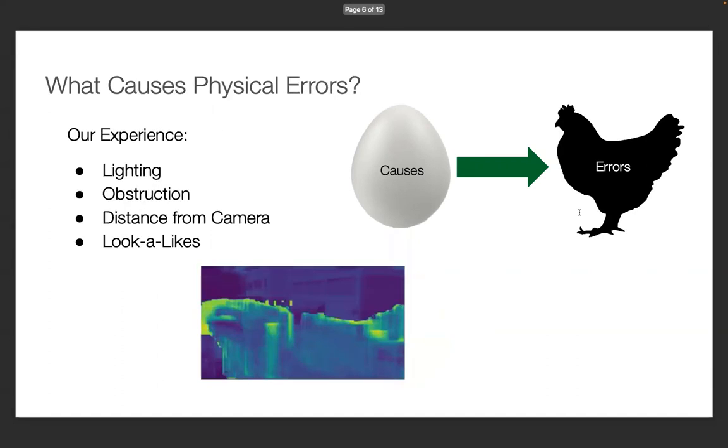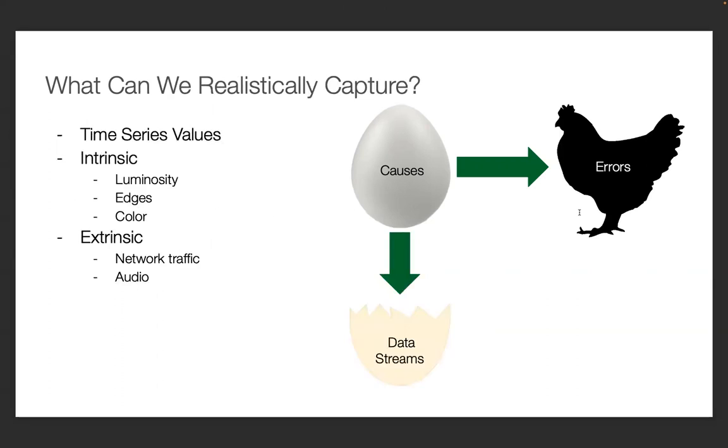This categorization is somewhat different from what these previous systems offer, because what we can realistically capture is not actually these complex concepts that exist in the physical world, but proxy indicator data streams, such as intrinsic time series about the video features, such as luminosity, the edges in particular areas of the video, and the dominant color in the video, as well as extrinsic features such as network and audio of the video.